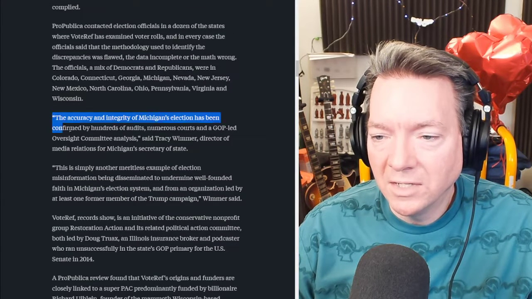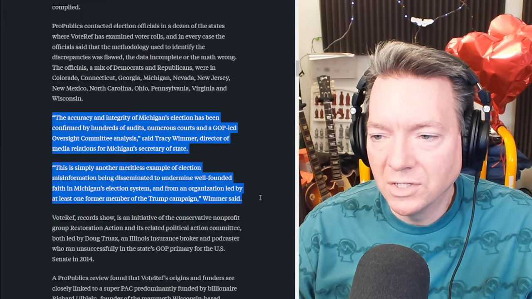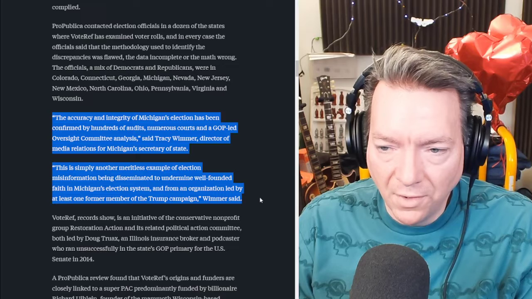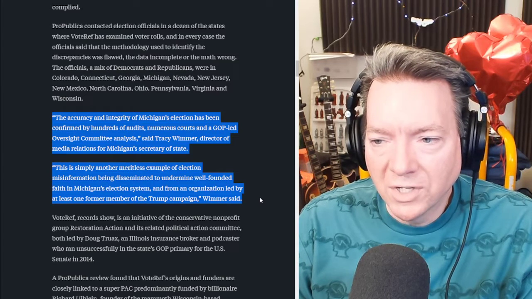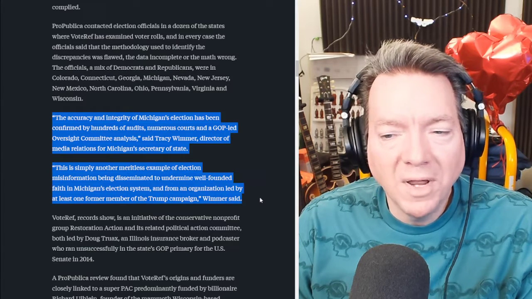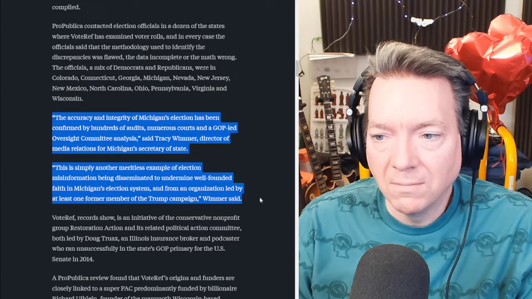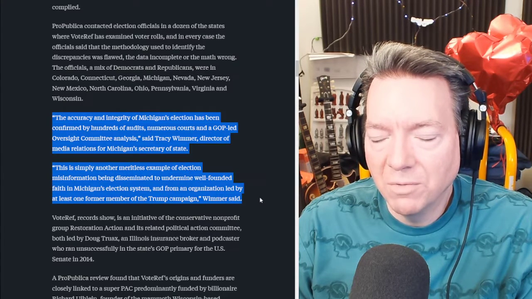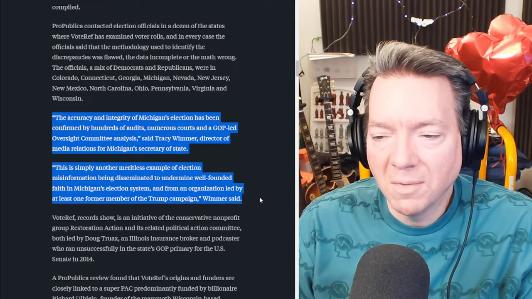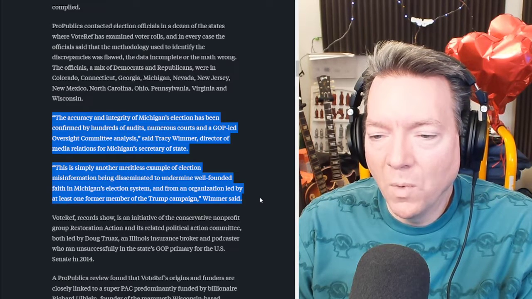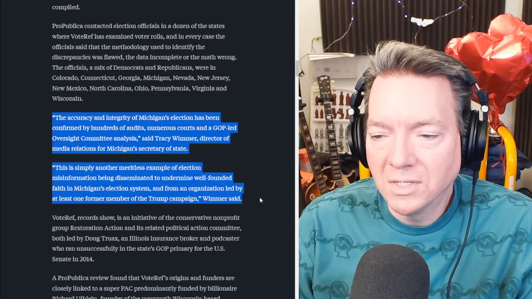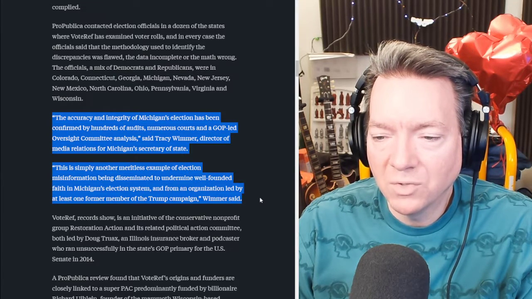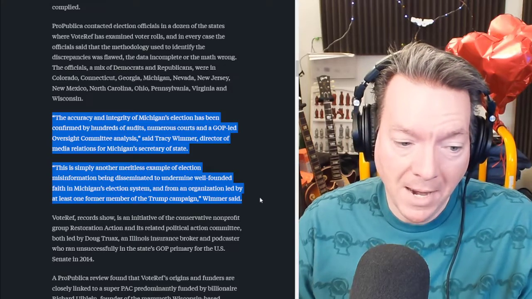The accuracy and integrity of Michigan's elections has been confirmed by hundreds of audits, numerous counts, and a GOP-led oversight committee analysis. This is simply another meritless example of election misinformation being disseminated to undermine well-founded faith in Michigan's election system, and from an organization led by at least one former member of the Trump campaign.